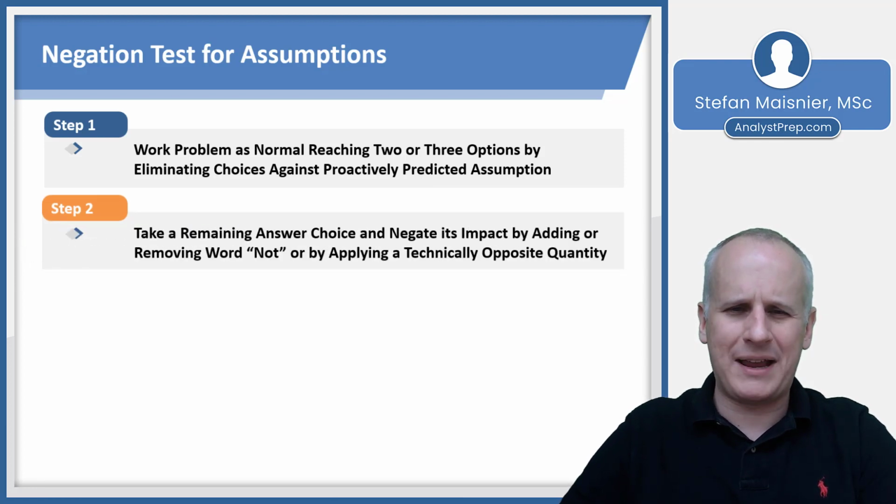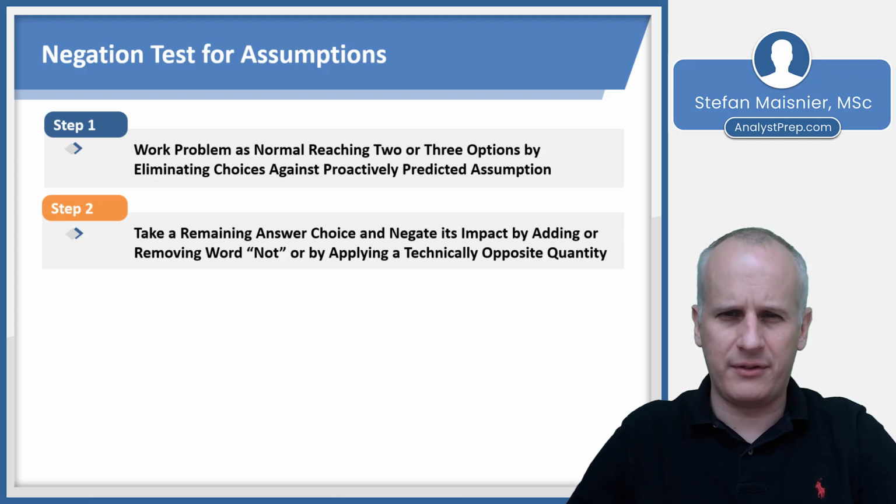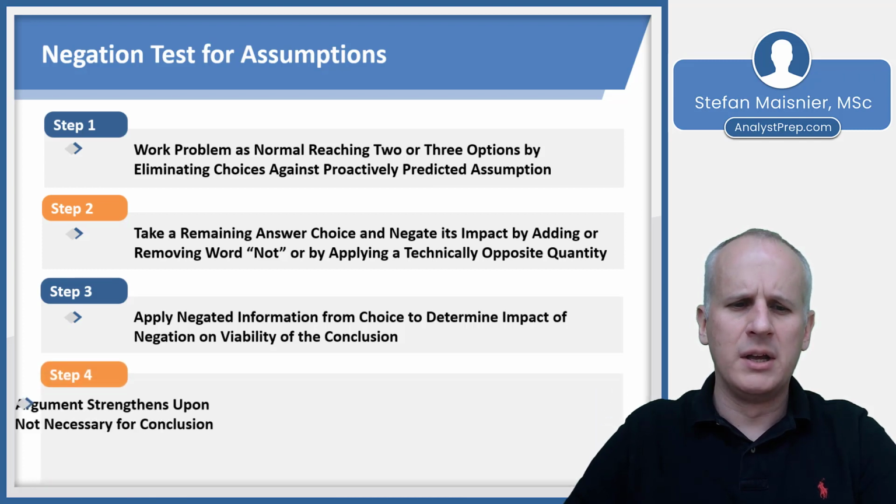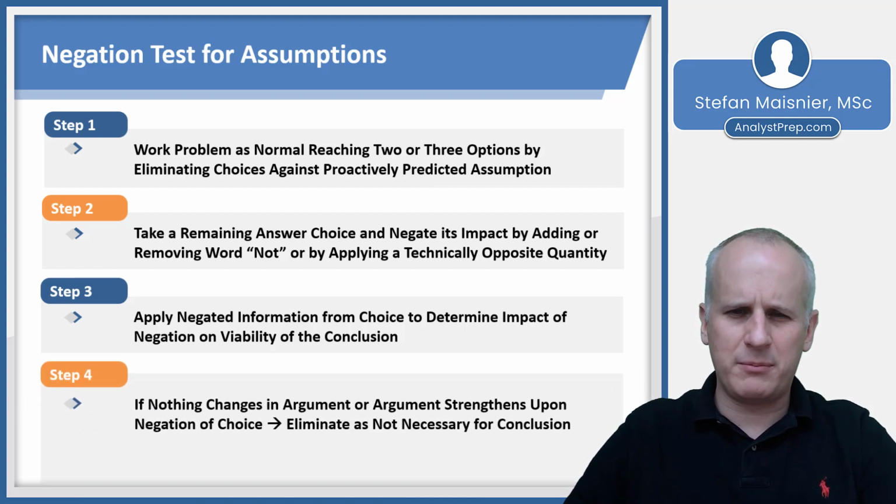You then take a remaining answer choice and negate its impact by adding or removing the word "not" from the main verb of that choice, or by applying what is known as a technically opposing quantity, and we'll see what those are here in a moment. Then step 3 is you want to apply the negated information from the choice to determine the impact of that negation on the viability of the conclusion. If nothing changes in the argument upon the negation of that information, or the argument strengthens once you negate the choice, you can eliminate that choice as unnecessary for the conclusion.